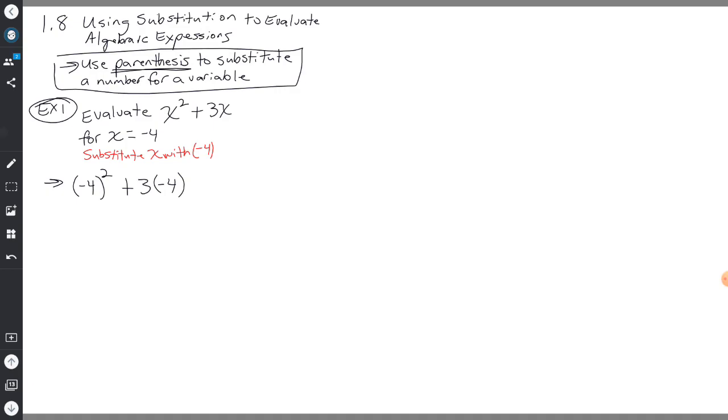We have negative 4 inside of parentheses here, being raised to the second power. What do we get? Right, positive 16. And what about here? Okay, so then our final answer is a positive 4 for that. So when x is equal to negative 4, our value is positive 4.